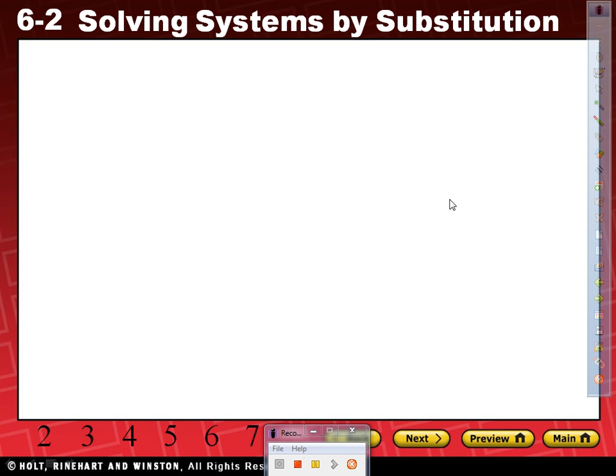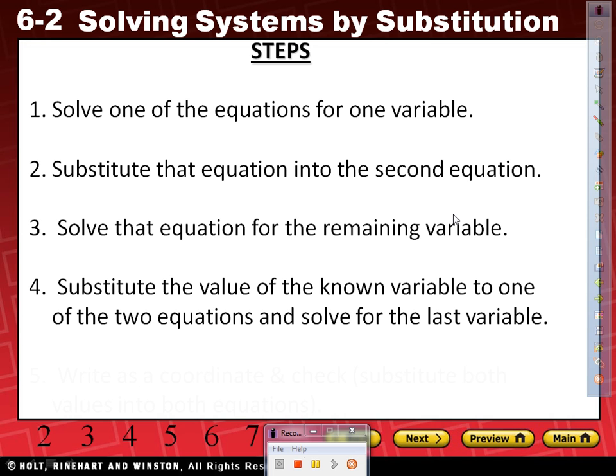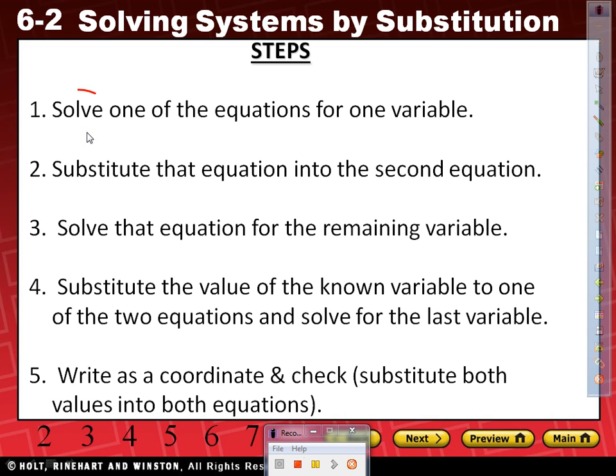Steps. I gave you guys some steps. So in order to remember these steps, make sure we circle stuff. First step, I want you to circle solve and underline where it says for one variable. So first step, solve one of the equations for one variable. Step two, substitute that equation into the second equation.